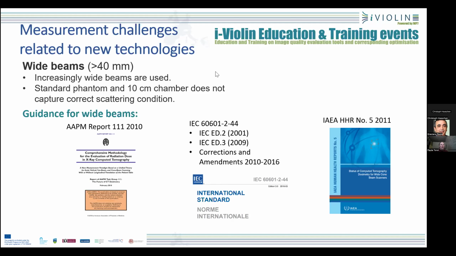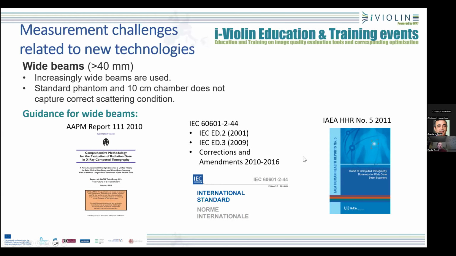So there is some guidance on how to deal with this. There is the AAPM report. Then there were a few updates of IEC standards. And then I think one very nice publication is from the IAEA Human Health Report, which takes the information from these previous publications and guides how to do dosimetry for wide beams. It's also important to recognize that this is noted by the IEC standard, because this is also something the companies and manufacturers are following.